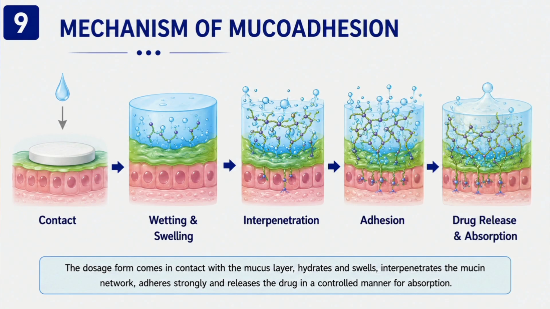Mechanism of mucoadhesion. Now observe the complete sequence: contact, wetting and swelling, adhesion, drug release and absorption. Okay, this is a beautiful stepwise process. First, the formulation approaches the mucosal surface. Next, the hydrophilic polymer may interact with the water and swell, and the polymer and the mucin chains can come into closer interaction. Later, the adhesion bonds or attractive forces develop. Finally, the dosage form remains at the site. Remember this sequence because it makes the entire topic easier.